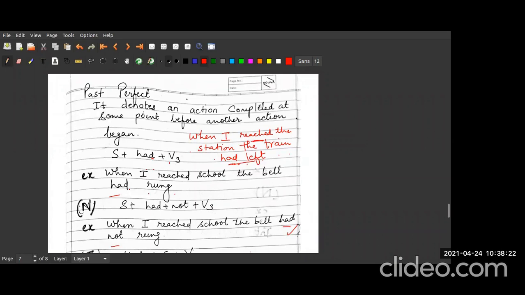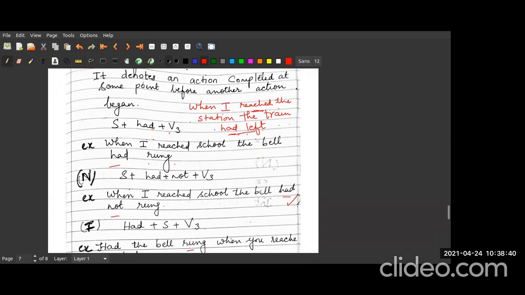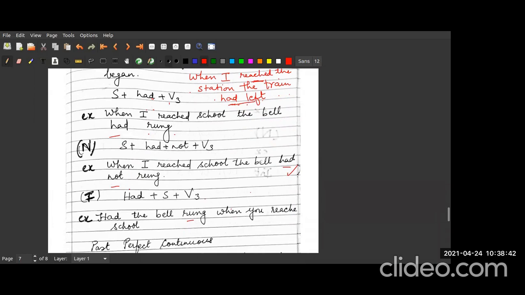Yes, ma'am. When I reached home, my father had left for the office. So two actions are happening in the past. You reached home and father left also. But which action happened earlier? Father left earlier. So for that you will use the had. When I reached home, my father had left.